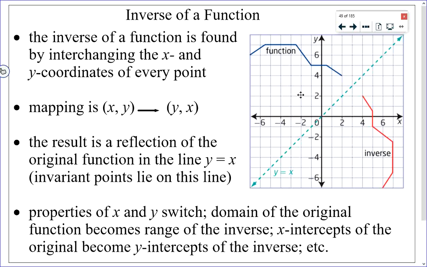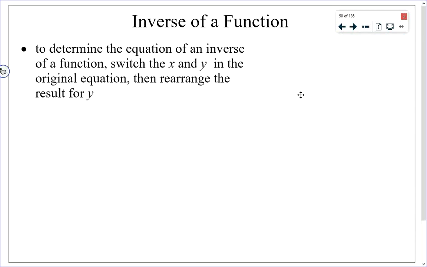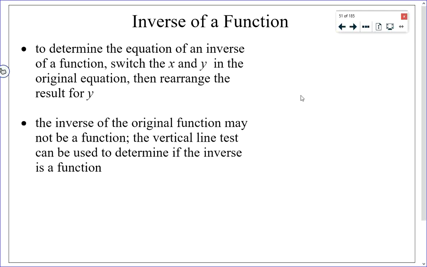Anything about x becomes true about y, and anything about y becomes true about x. To determine the equation of an inverse of a function, you switch x and y in the equation and then rearrange for y. Sometimes the inverse is not a function, and we use what's called the vertical line test to determine if the inverse is or is not a function.